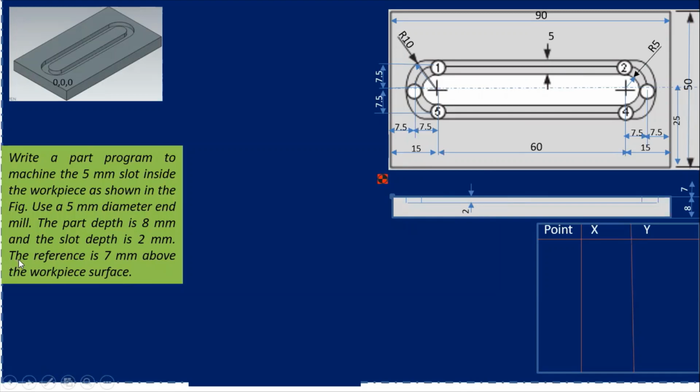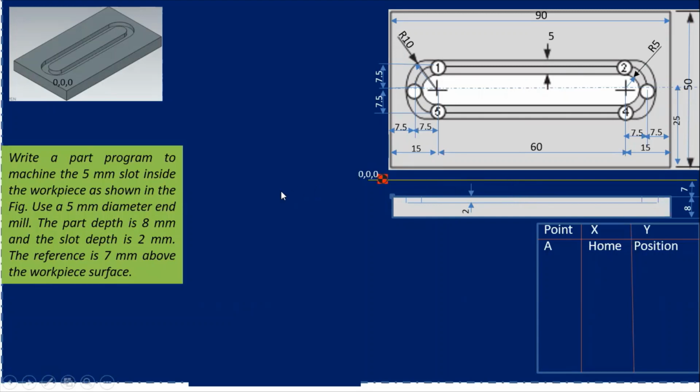The next important thing is that the reference is 7 mm above the workpiece surface. What does it mean? Here we are considering this as the reference line, not the top surface of the component, but a little above it. How much distance? 7 mm. Every dimension in the Z direction you have to consider with respect to this reference line. So the reference is 7 mm above the workpiece. This is the 7 mm distance.